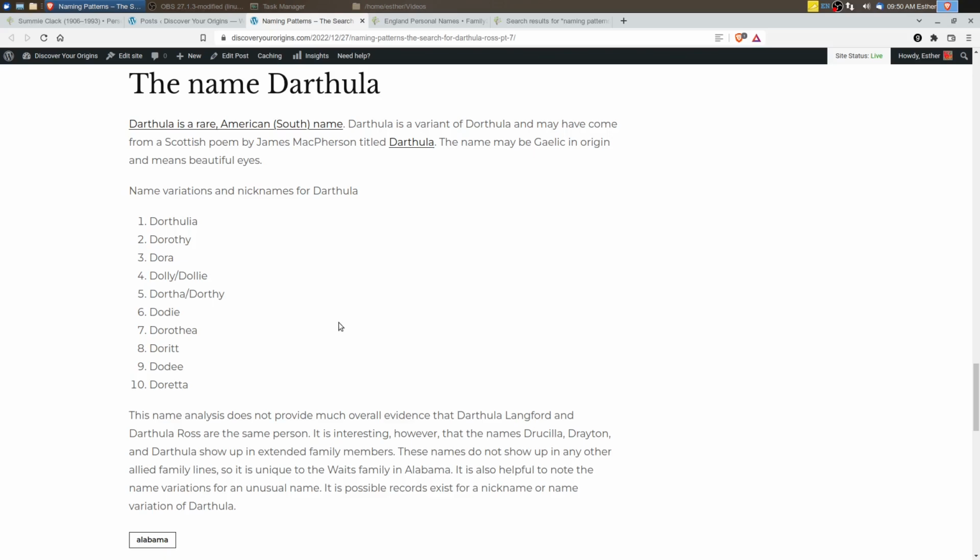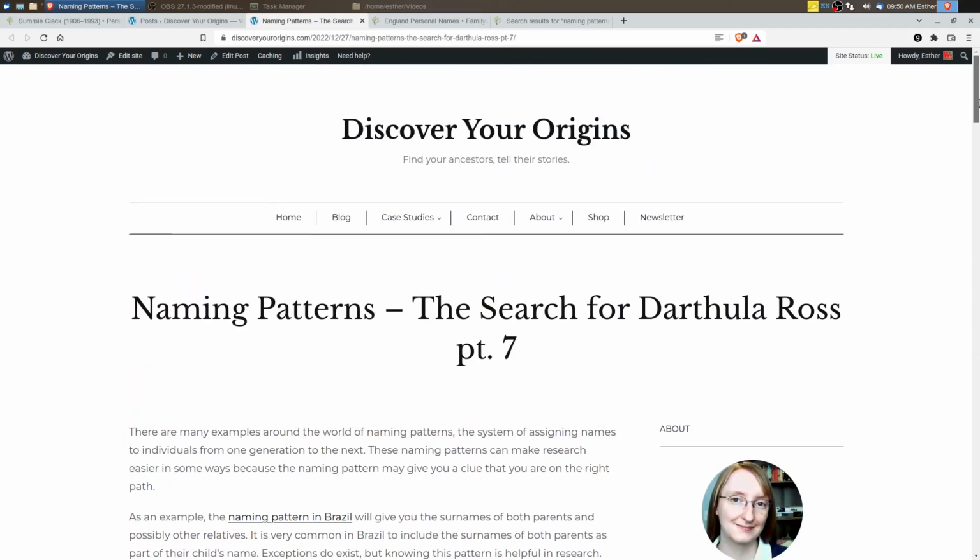There are a bunch of variations that I came up with as possible nicknames, and so when I'm looking through records, if I see a Ross or Langford with these nicknames, that could be my Darthula. So these are the nicknames I came up with: Darthulia, Dorothy, Dora, Dolly, Dortha, Dodie, Dorothea, Dorrit, and Doretta. Now, that doesn't mean I will find records with these nicknames, but it is possible. It's interesting, and it's always worthwhile looking at naming patterns when you're researching your family for possible clues.